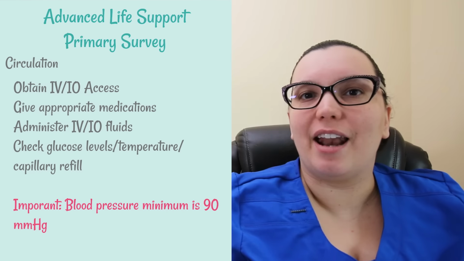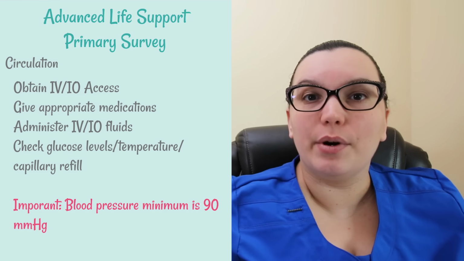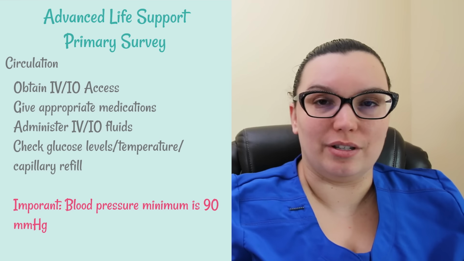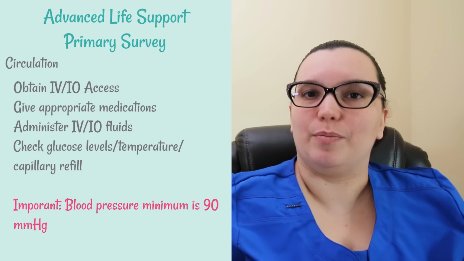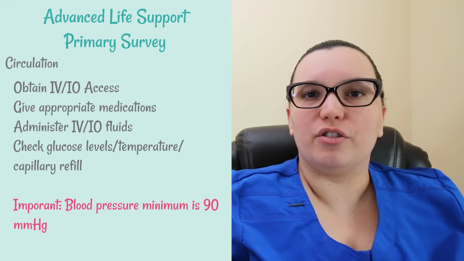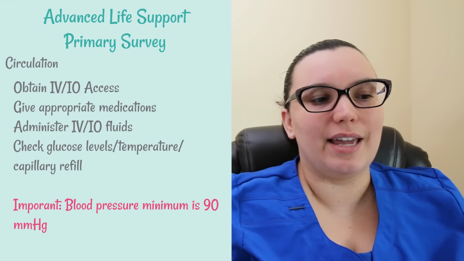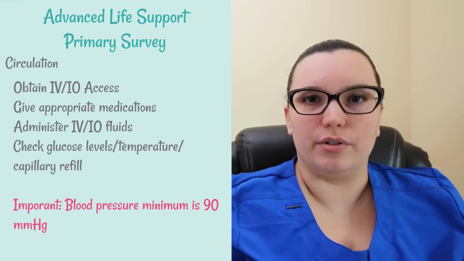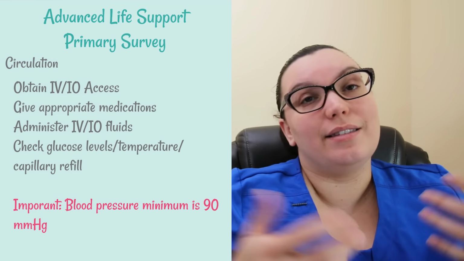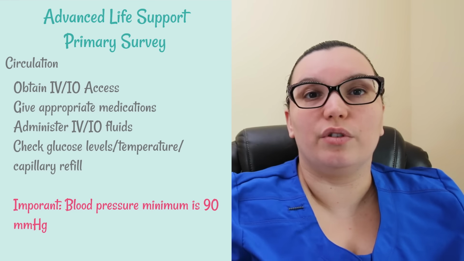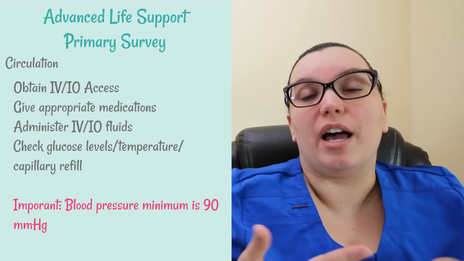You want to obtain that IV and IO. You need to start that immediately. That way we can start getting those medications on board and start getting some fluid pumped into these patients. Like I said, give the appropriate medications based on what the patient is presenting with. We want to administer those IV-IO fluids, start getting some more of that vasculature moving, and then we want to check their blood glucose. A lot of times when people are unconscious, it is because their blood sugar is low, and those are things that you have to remedy to fix the underlying problem.